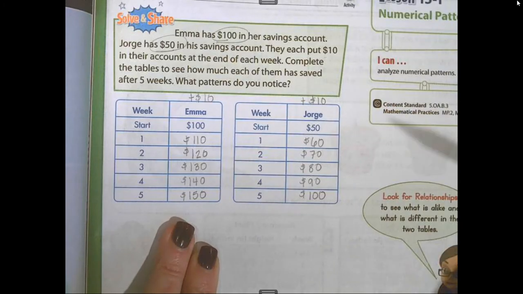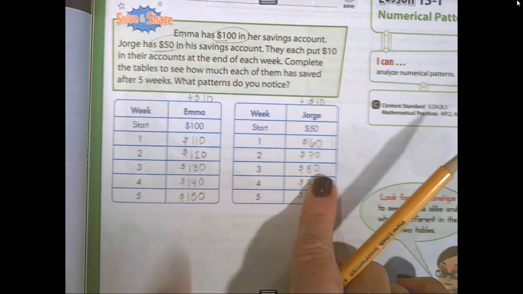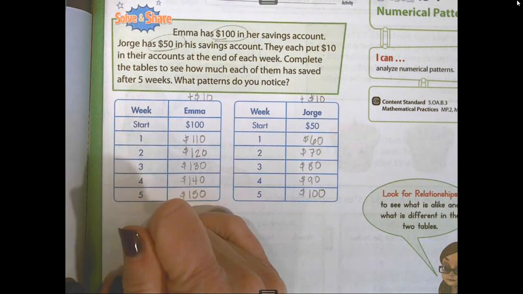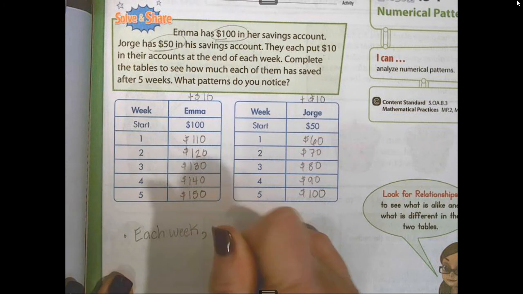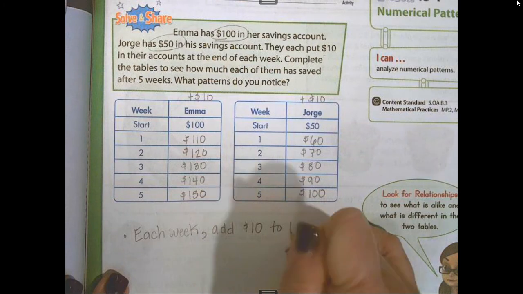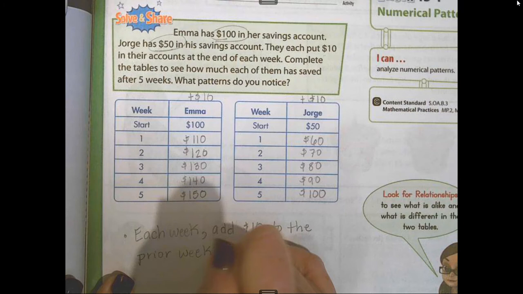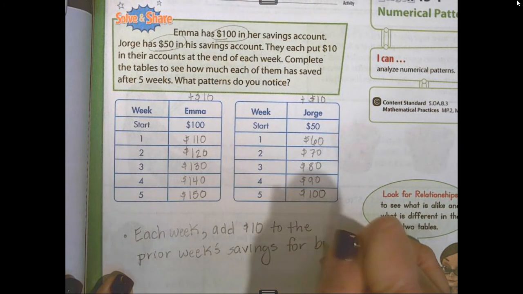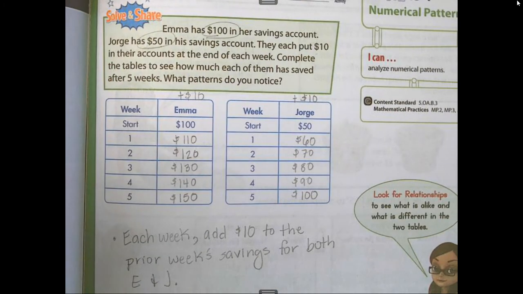All right, well, one thing that's quite evident is I noticed that we're adding $10 to the prior week's savings each week, right? So each week, add $10 to the prior week's savings for both. I'm going to do E for Emma and J for George. All right, so that's one thing we noticed, okay?